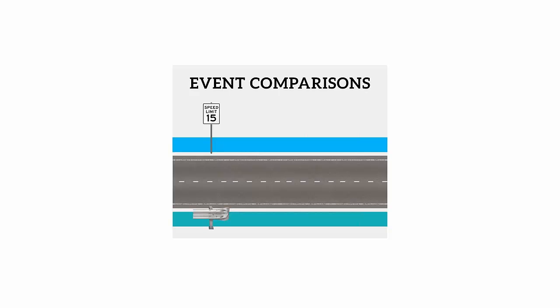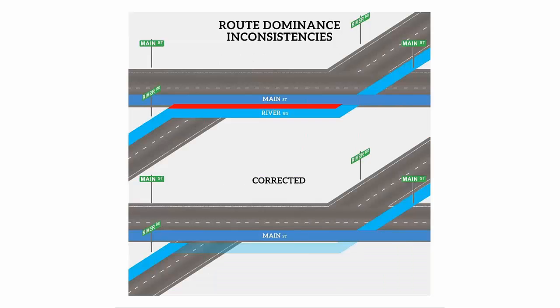Event comparisons is the next function outside of the interior gaps function. This function finds events that don't start and stop at the same place, but they should. In this diagram, we've got speed limit and guardrail. If you set speed limit as your control and guardrail as your target, then sorry, I'm having some trouble with my screen here. Then what it would do is find places where the target event doesn't match up with the control event.